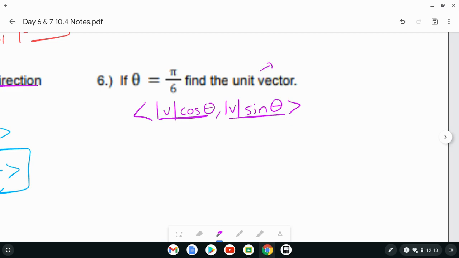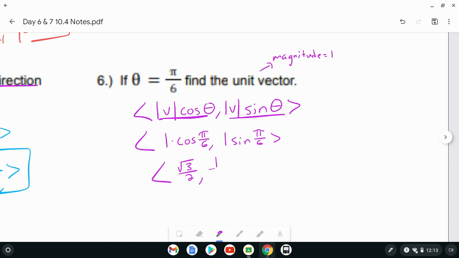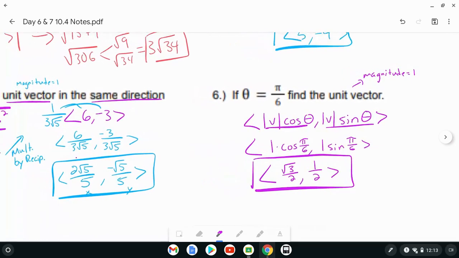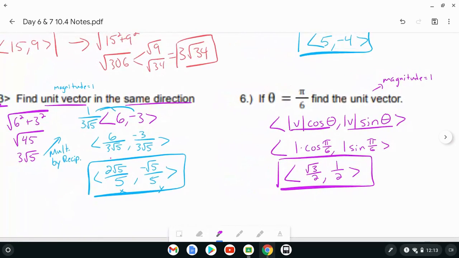Well, if we're talking about a unit vector, we just said it has a magnitude of 1. So all you have to do here is say 1 times cosine of pi over 6, 1 times sine of pi over 6. And at this point, we are just fantastic with our unit circle. And we know that cosine of pi over 6 is root 3 over 2. Sine of pi over 6 is 1/2. So there is the component form of a unit vector with an angle of pi over 6.